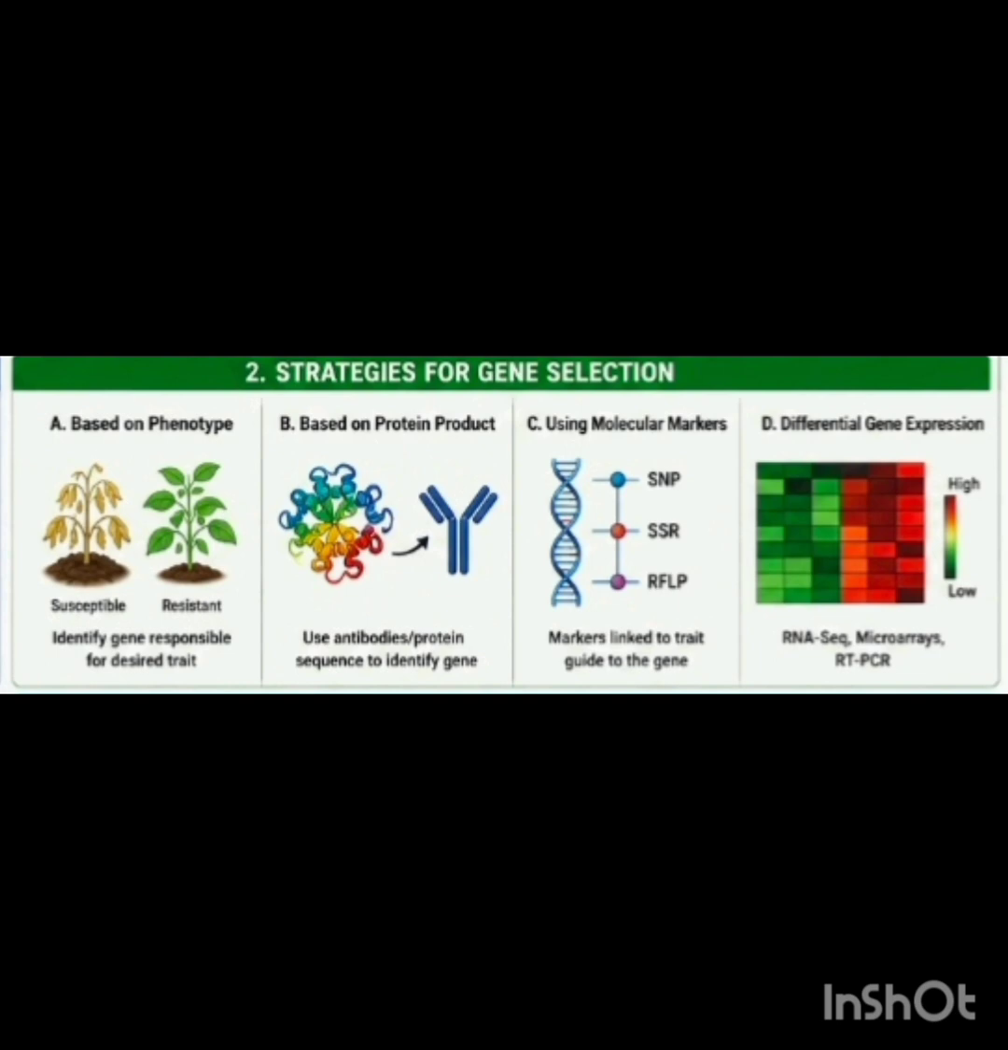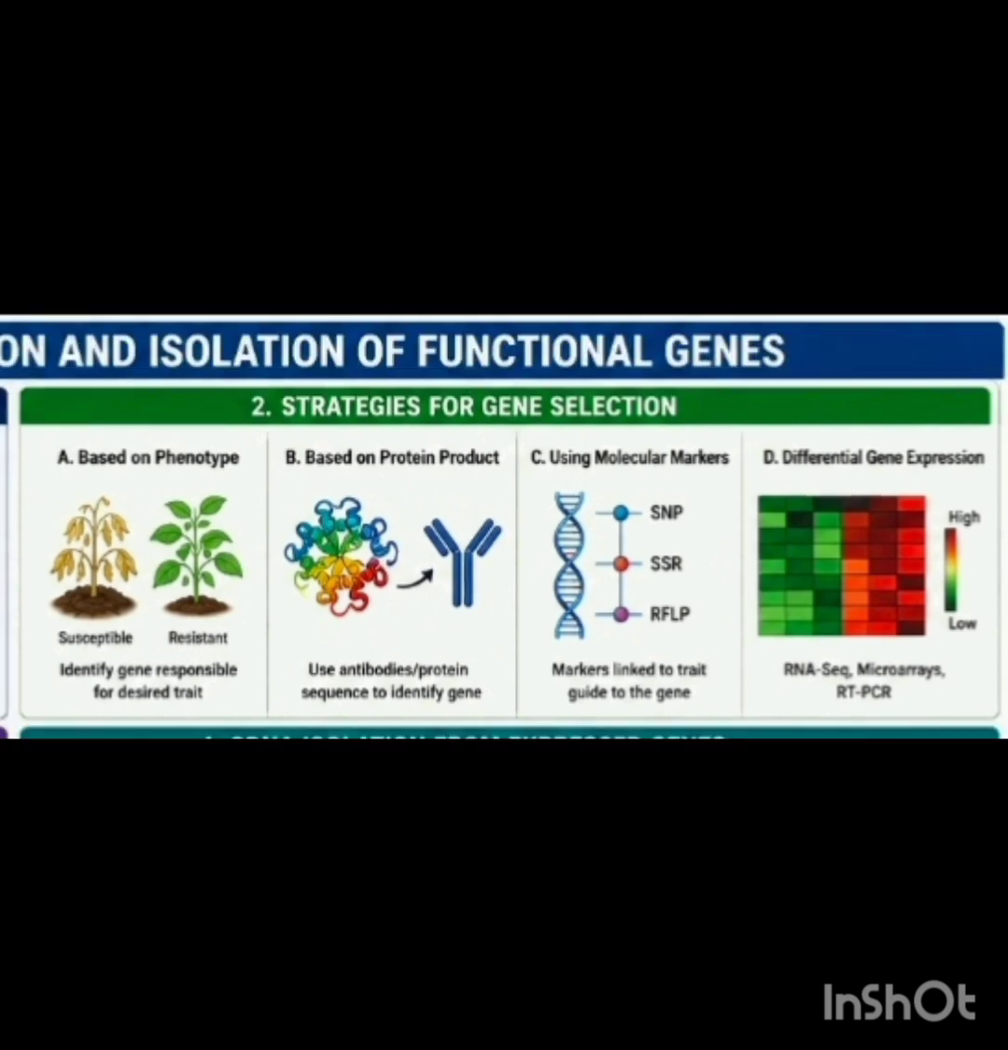Differential gene expression studies involve genes active in one condition but not another, which can be identified using RNA sequencing, microarrays, RT-PCR. For example, genes activated during drought stress may be selected for developing drought-resistant crops. Isolation of the functional gene: once the gene is selected, it must be isolated from the genome.